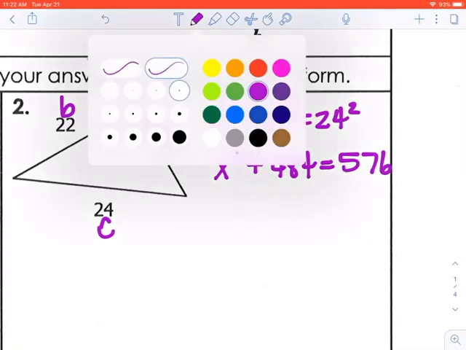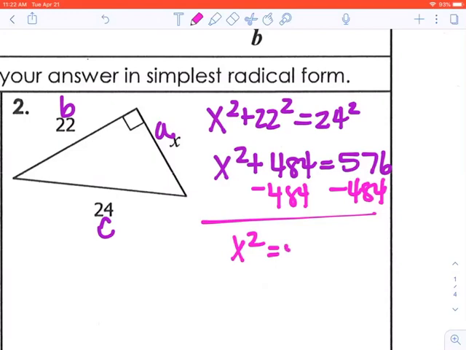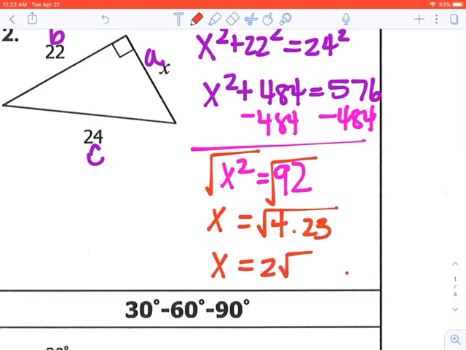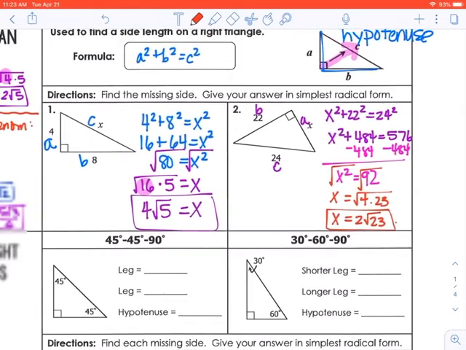Okay. Now we're solving for X, so I'll subtract the 484 from both sides. And then we get X squared is equal to 92. And now we can square root both sides. Again, we need to simplify that 92. X is going to equal, let's see, 92 is going to be 4 times 23. And the square root of 4 is going to be 2. We cannot take the square root of 23. And so we have our simplified radical. Okay. And so that's solving for a leg in the right triangle. Okay, and that's your Pythagorean theorem.